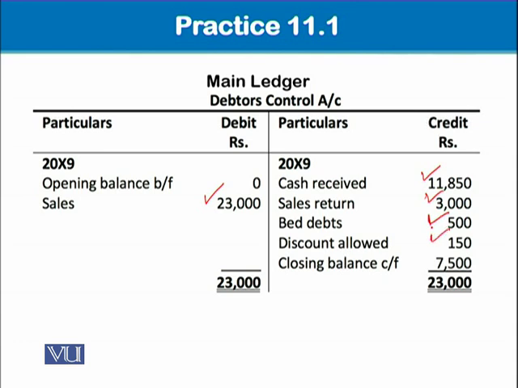Now make total of this debtors control account. Debit side is heavier, minus all the credit side items. We get balancing figure over here, 7,500. Very well. So this 7,500 is the closing balance of debtors control account. Okay.